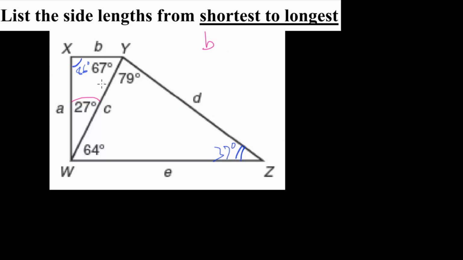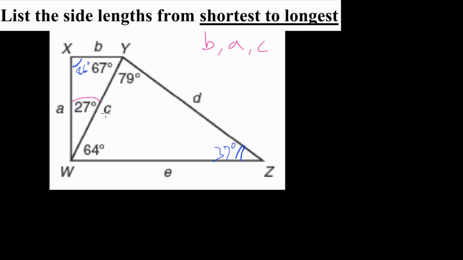Now, the next shortest side will be across from the middle of the three angles, this 67 degree angle. So the side opposite that would be this side length A. So A is bigger than B, but the largest side in this triangle is opposite the biggest angle, which is the 86 degree angle, which in this case would be side C. So within this triangle, C is the largest, A is the middle length, and B is the shortest.